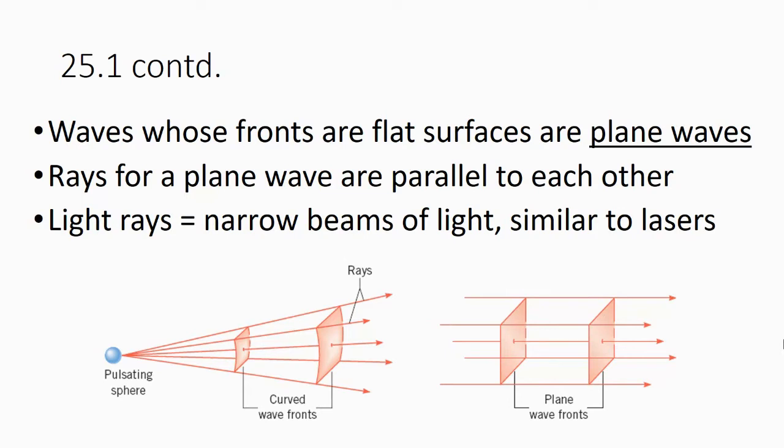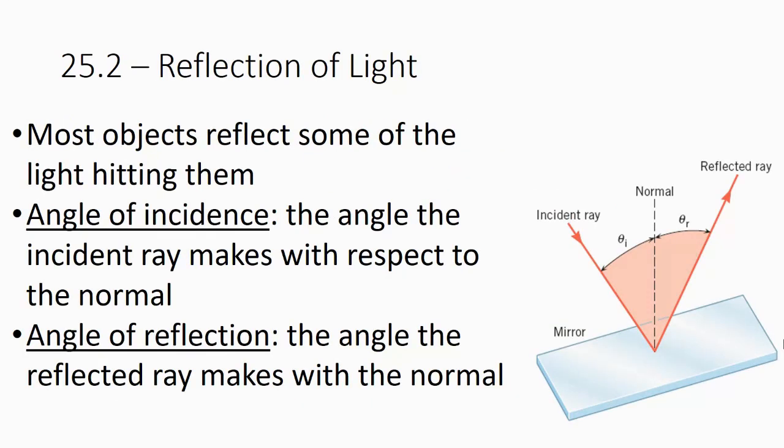So waves whose fronts are flat surfaces are called plane waves. So flat waves, rays for a plane wave are parallel to each other. They have to be perpendicular to the wave, so then they end up being parallel to each other. When we say light rays, we mean narrow beams of light, similar to what you would see with a laser.